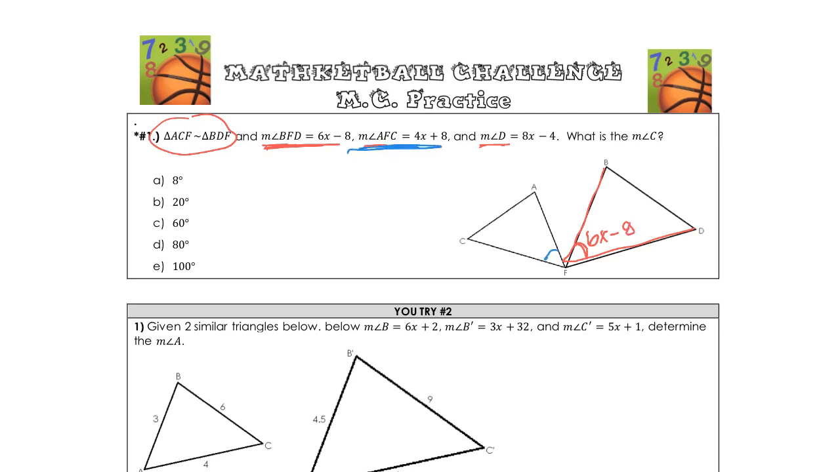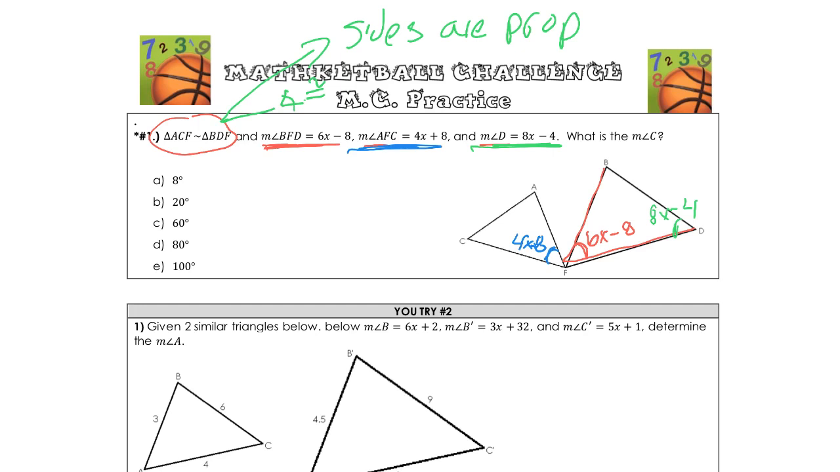AFC, 4x plus 8. And the last angle they gave us, angle D, so that's just over here, is 8x minus 4. So we know these triangles are similar. What I know about similar triangles is the sides are proportional, but the angles are equal. The corresponding angles are equal, or the matching angles are equal. So I got to see which angles would be equal here.